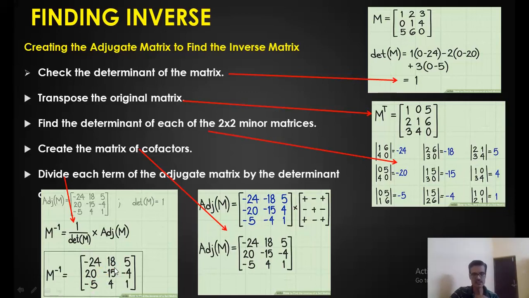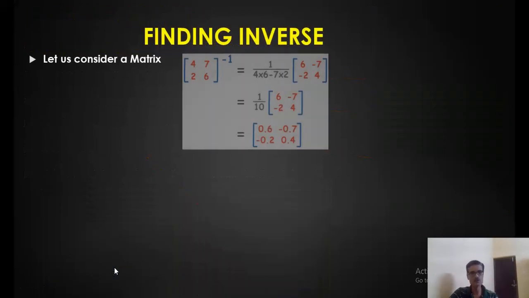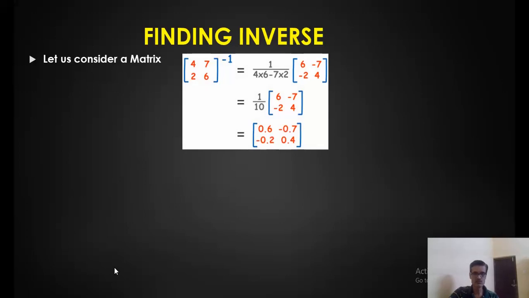This is a 3 cross 3 I have taken. In the next slide, I will take a 2 cross 2 matrix. So this is the example I have taken: 4 7 2 6 inverse. This is nothing but the determinant. This is the adjoint matrix. So 1 by 10 multiplied by this will give you this. This is the inverse of a 2 cross 2. So for 2 cross 2 it is very easy.